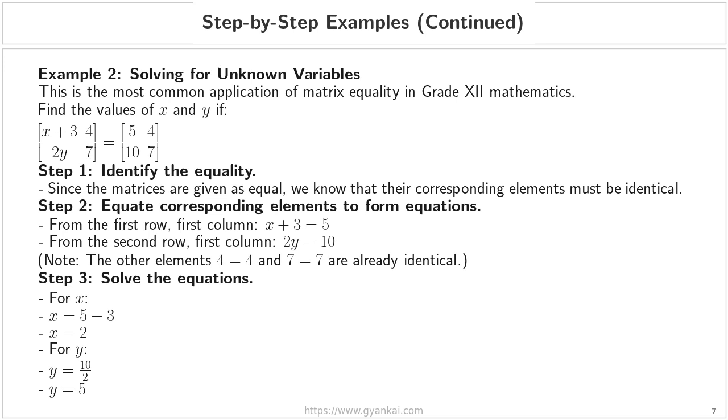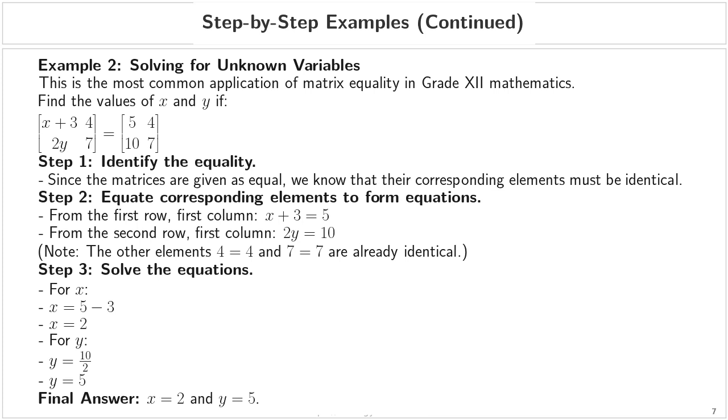Finally, in step 3, we solve these equations for our unknown variables. For x, we subtract 3 from both sides of the equation, which gives us x equals 5 minus 3, resulting in x equals 2. For y, we divide both sides by 2, which gives us y equals 10 divided by 2, resulting in y equals 5. Therefore, our final answer is that x equals 2 and y equals 5. While this process seems straightforward, there are a few pitfalls you should be aware of, which we will discuss in the next slide regarding common mistakes to avoid.